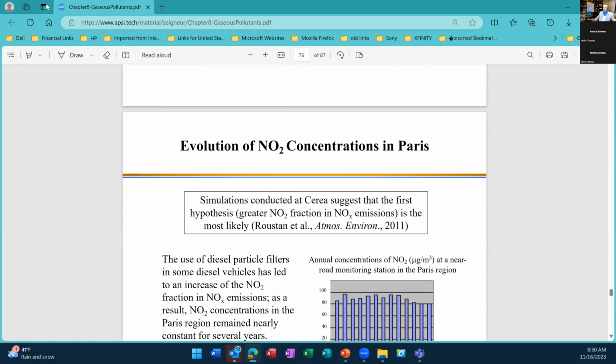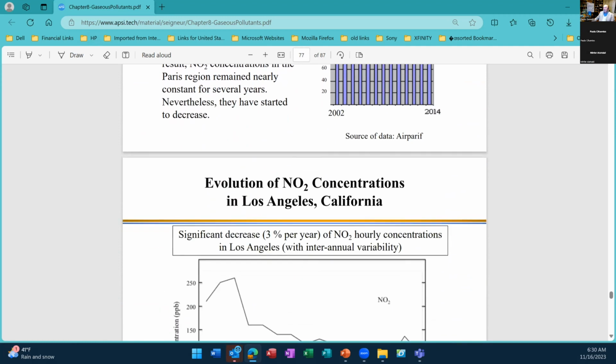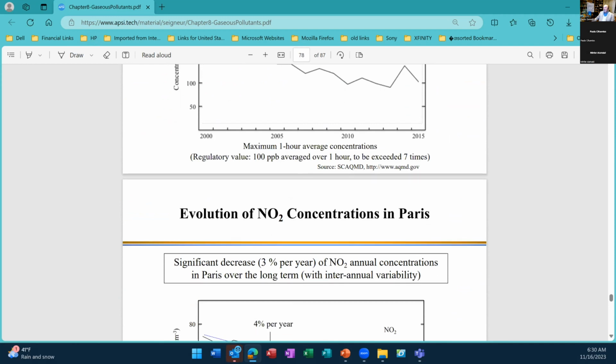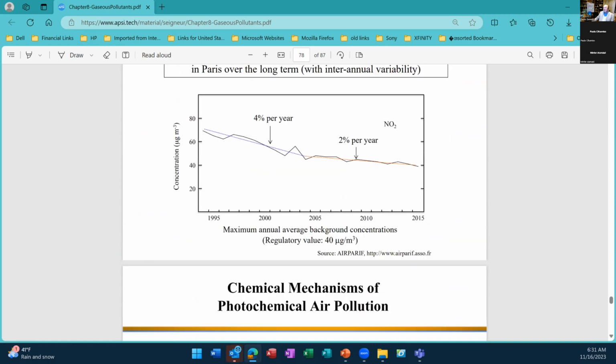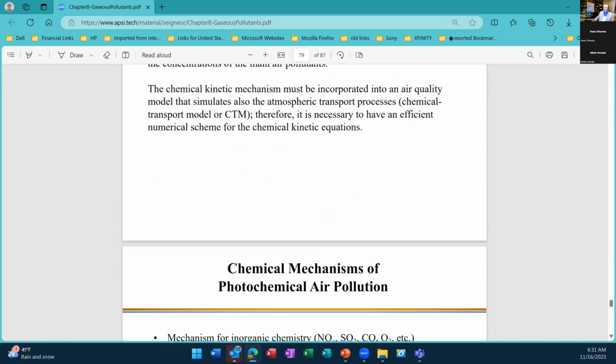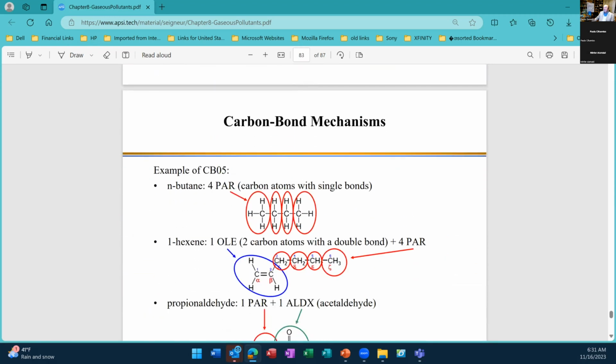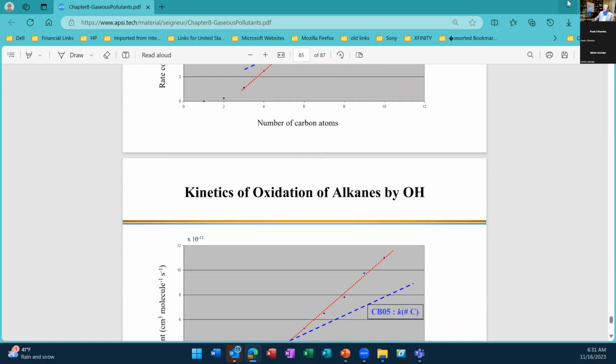Here there is a section on Paris, because of course the author of this section is French. So it's quite interesting. Even Paris, in spite of the higher latitude, is affected by photochemical smog. Very good.